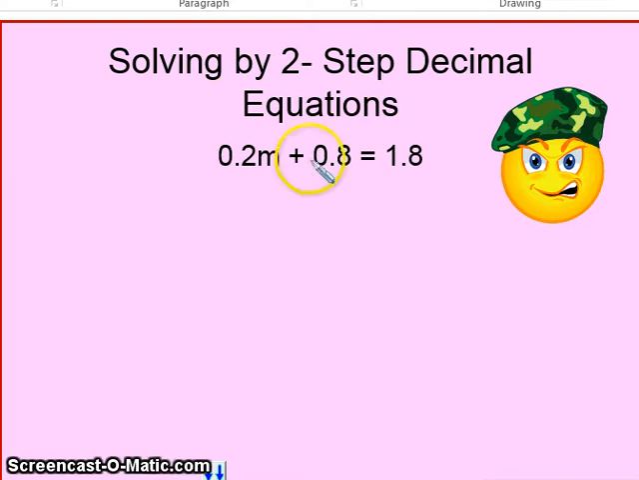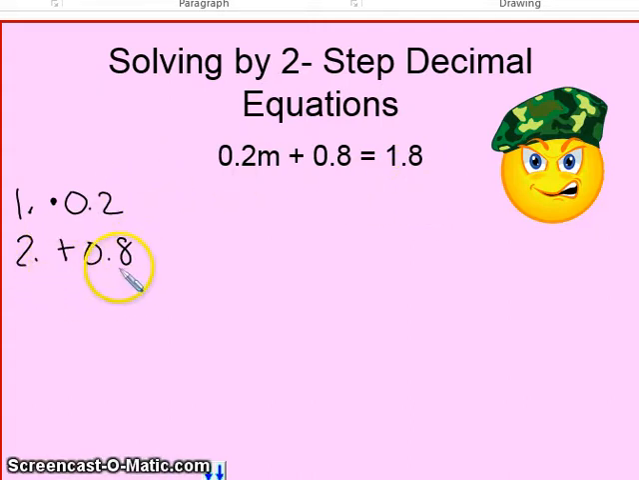So, ignoring the fact that these are decimals, if I knew the value of m, then the first thing I would do to simplify this would be to multiply 0.2 times m. So my first step would be to multiply by 0.2. After I multiplied 0.2 times m, my next step would be to add 0.8. So to solve this equation, I'm going to do opposite operations in the opposite order. My last step was to add 0.8, so my first step is going to be to subtract 0.8.